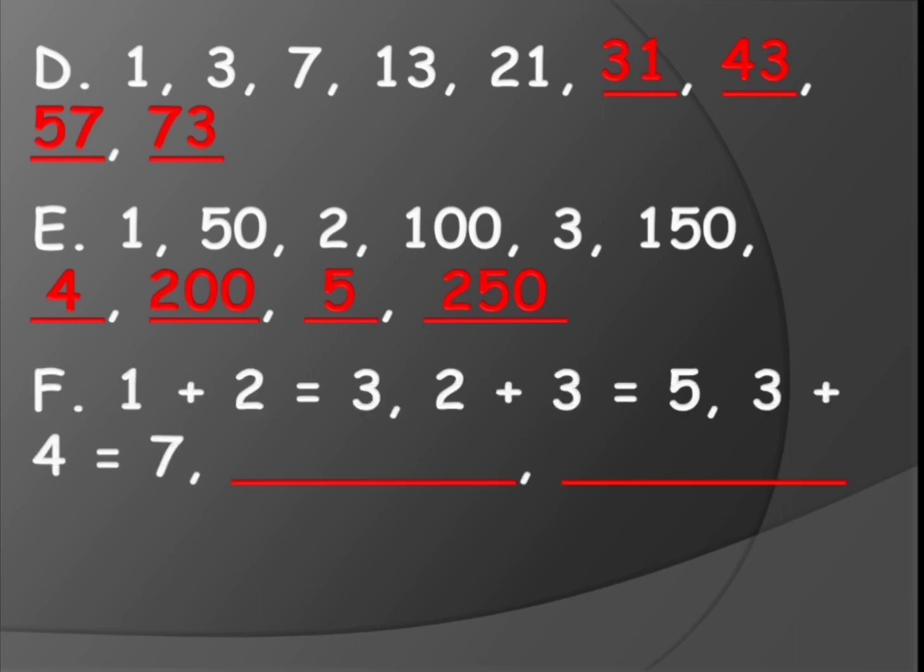Next, you may have two patterns also in one question. So here, if you see, 1 plus 2 is equal to 3. And 2 plus 3 is equal to 5. And 3 plus 4 equal to 7. That means they are adding the numbers 1 plus 2, 2 plus 3, 3 plus 4, isn't it? And they are writing the answer. So 1 plus 2 they have done, 2 plus 3 they have done, 3 plus 4 also they have done.